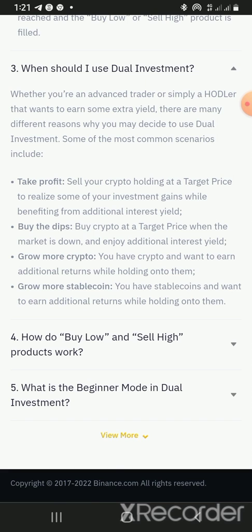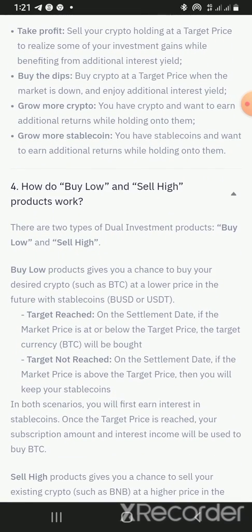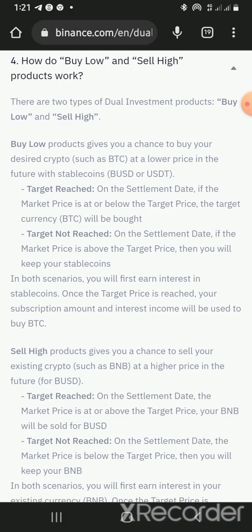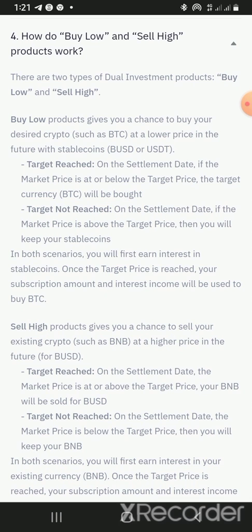Grow more crypto. You have crypto and want to earn additional returns while holding onto them. Grow more stable coins. You have stable coins and want to earn additional returns while holding onto them. They want to see how the buy low and sell high product works. So they did a kind of explanation here, which you can still go through and read. You can as well just pause the video and read this, or we can just go through this if you don't mind. You see, there are two types of dual investment, that is buy low and sell high.